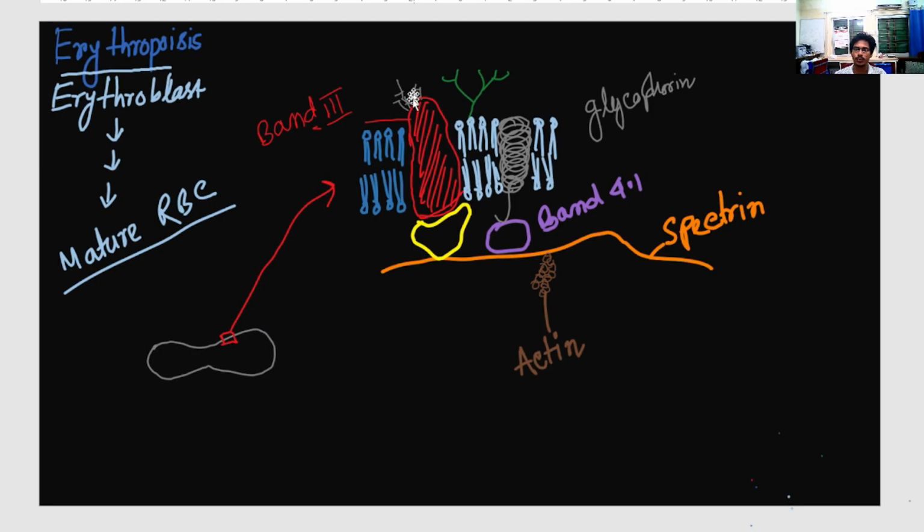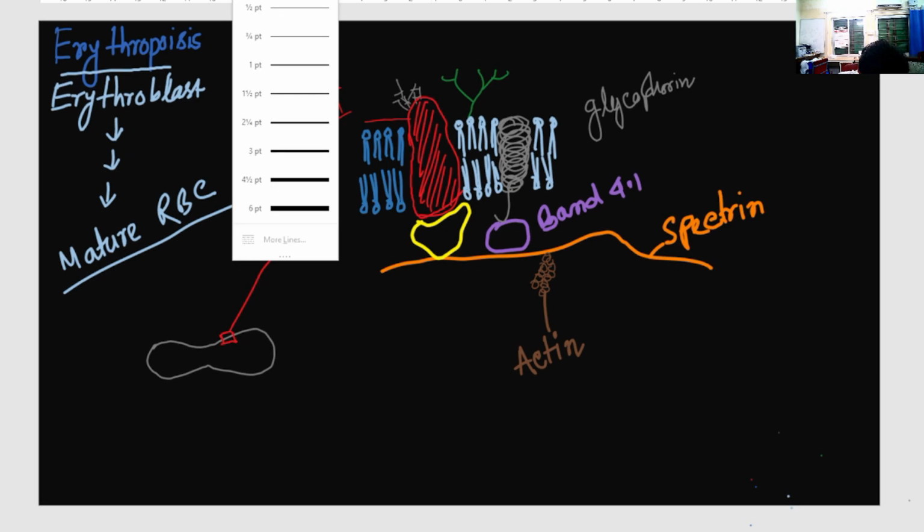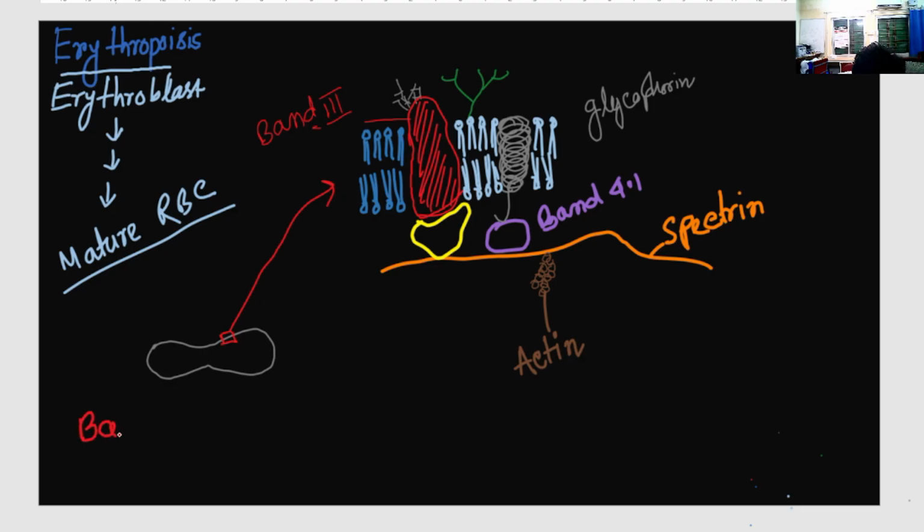So band 3 protein is there. You can see my cursor. That is the band 3 protein, and it acts as an anionic exchanger. You can write it down: band 3 acts as an anionic exchanger.